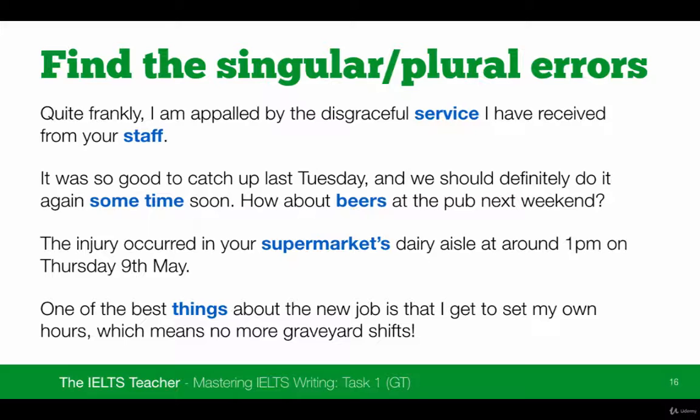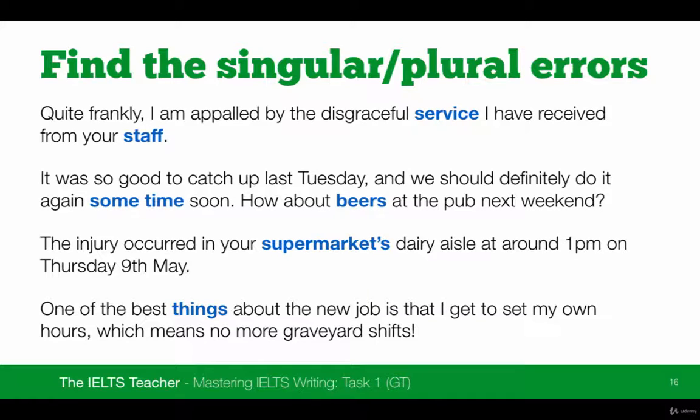It was so good to catch up last Tuesday, and we should definitely do it again sometime soon. So not sometimes, that's partly a singular plural error, but also a mistake just simply with spelling and form here. Sometimes is a frequency adverb. That's not what we want here. We want to say at some point soon in the future, sometime soon. How about beers at the pub next weekend?